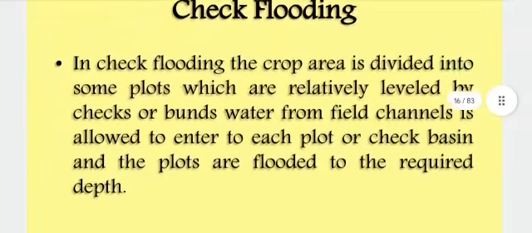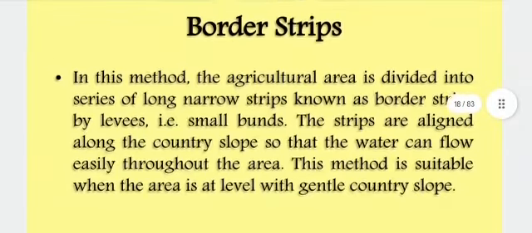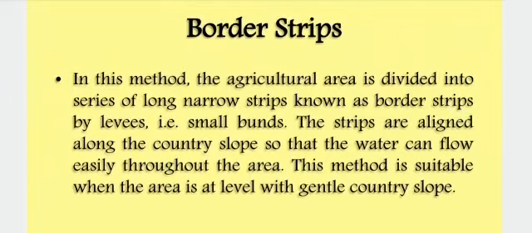And the third one is the flooding method. The flooding method is subdivided into various methods such as free flooding, and this is the flooding method, and basin flooding. This is the basin method. In the root zone of the crop we create a basin, and in the basin we store the water, and that water is used for the growth of plants. That is called the basin method.